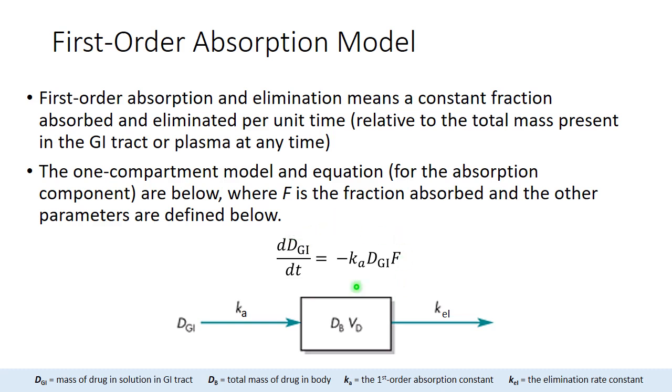So if we just wanted to strictly calculate absorption, how would we do that? Another way of looking at it, like I said earlier, is that we could look at the change of the mass of drug in the GI tract over time, right? So if that's going down, then we're getting absorption. So that would equal negative Ka times the mass of drug in the GI tract times the total fraction absorbed. We'd have to determine that ahead of time, right? So only the total fraction that's going to be absorbed normally would be contributing to this.